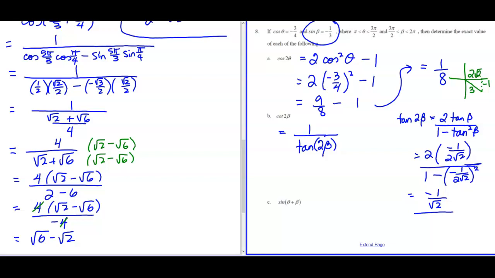Okay, so that's going to be positive 1/8, 1 minus 1/8, so 8, so that's going to be 7/8.